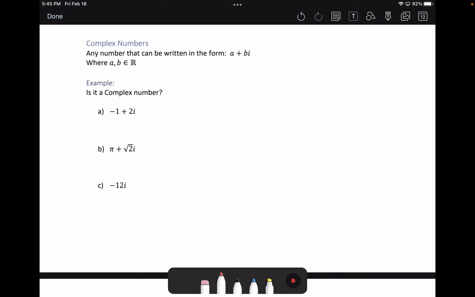Complex numbers are any number that can be written in the form a plus bi, where a and b are real numbers. For example, a is a complex number. b is also a complex number. Pi is a real number and the square root of 2 is a real number. And also -12i. This is a complex number. Here, a is simply 0 and b is -12.